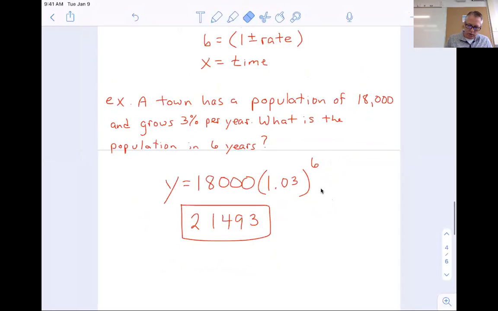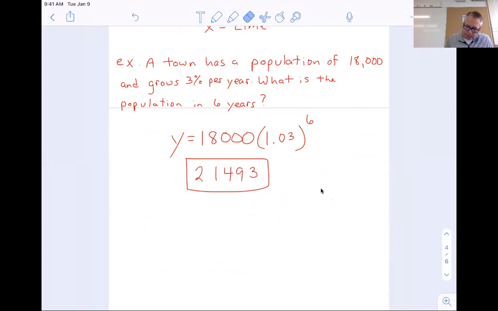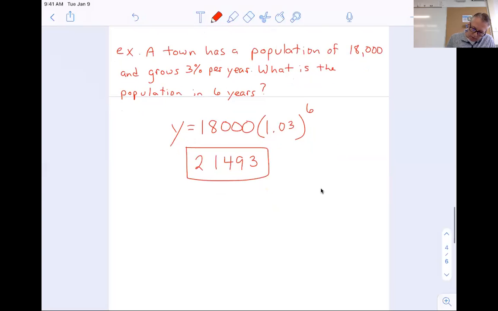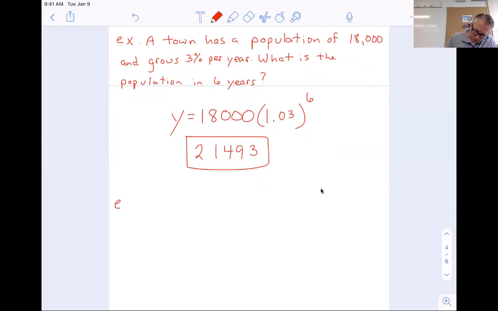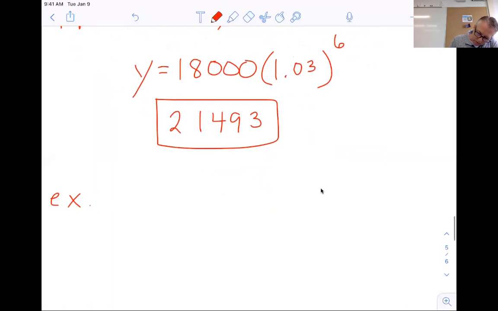All right, let's do another one. All right, next example. Let's say a car is purchased for $21,800. Must be a nice car.